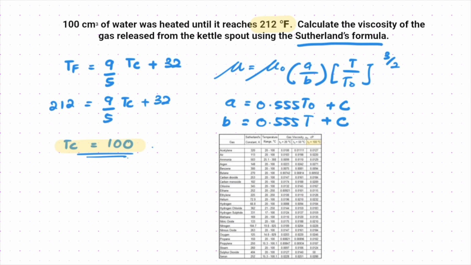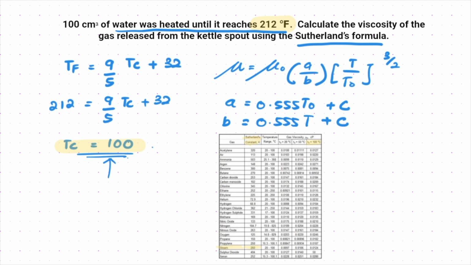And then what is C? So C, you need to look at the information given to you in this table. So if you look at the question first, it states here that the water is heated until it reaches 212 Fahrenheit. So 212 Fahrenheit is 100 degrees Celsius. So you need to realize that at 100 degrees Celsius, the water shall turn into steam. Therefore, here you need to look at steam, and then the value of Sutherland constant, which is C, is equivalent to 260.